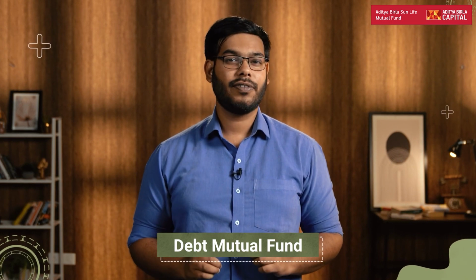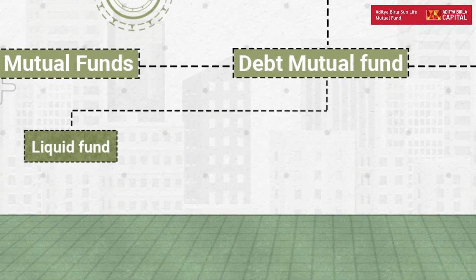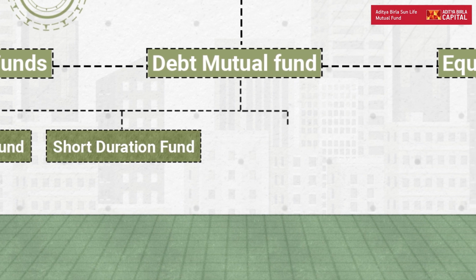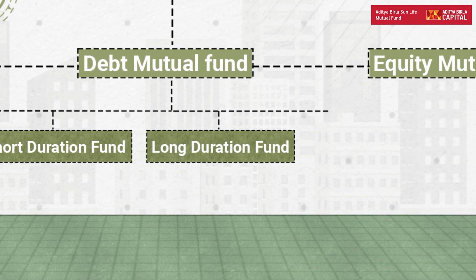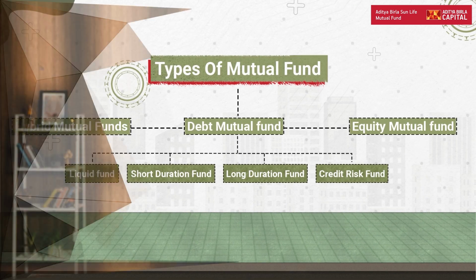Now, in this kind of a fund, the fund managers invest into long-term and short-term debt securities such as certificates of deposits, corporate bonds, government bonds, treasury bills, and more. And this category is also subdivided into further subcategories. For example, you have liquid funds, you have short duration funds, you have long duration funds, and you have something called credit risk funds. And finally, the third main type of mutual fund is called a hybrid fund.